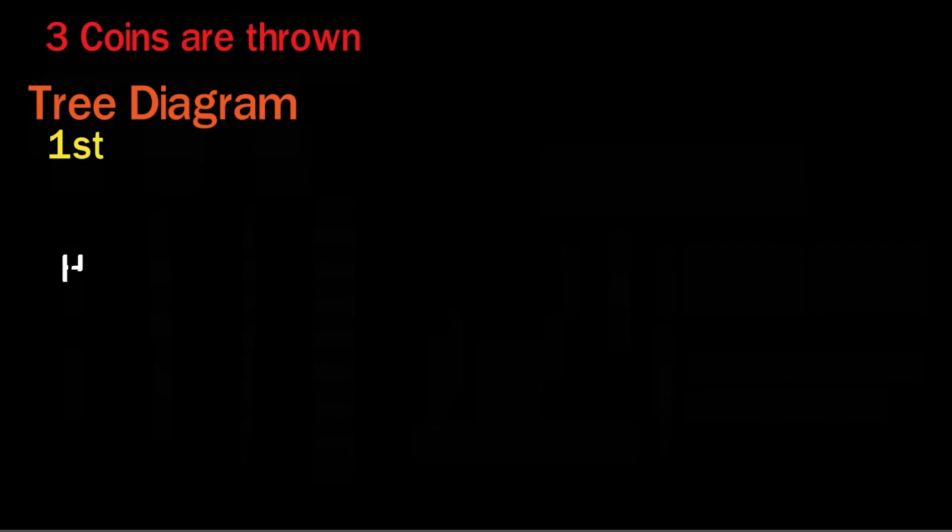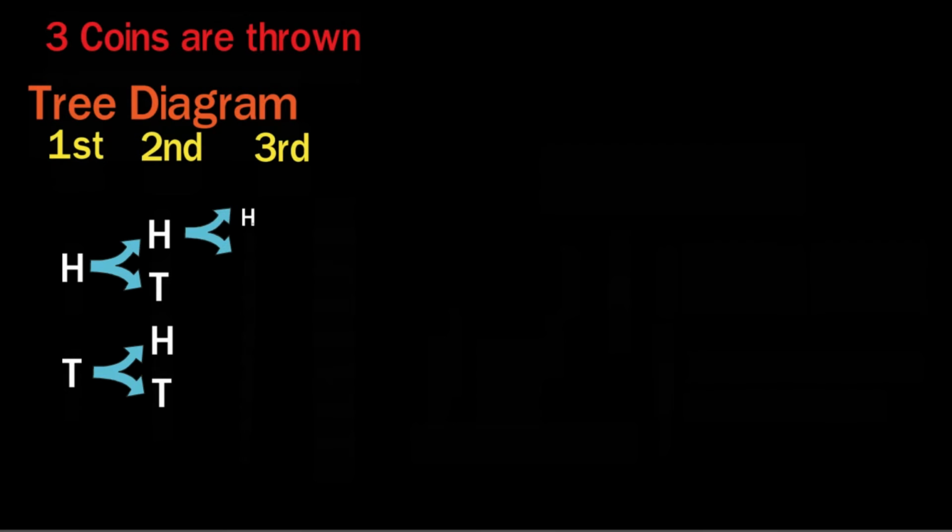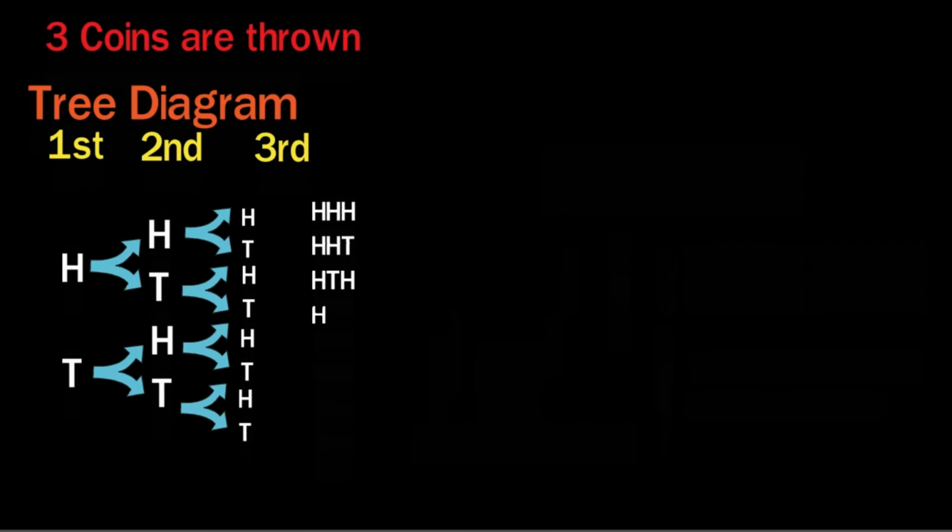So for the first coin, H or T. After the first coin, we have the second coin, also possibly H or T. Then we have the third coin, which is also H or T. So in here we have 8 possible outcomes: HHH, HHT, HTH, HTT, THH, THT, TTH, TTT.